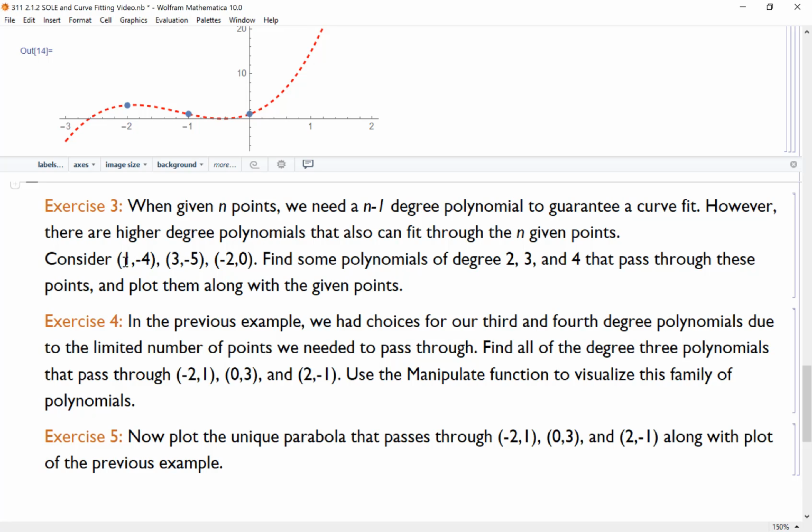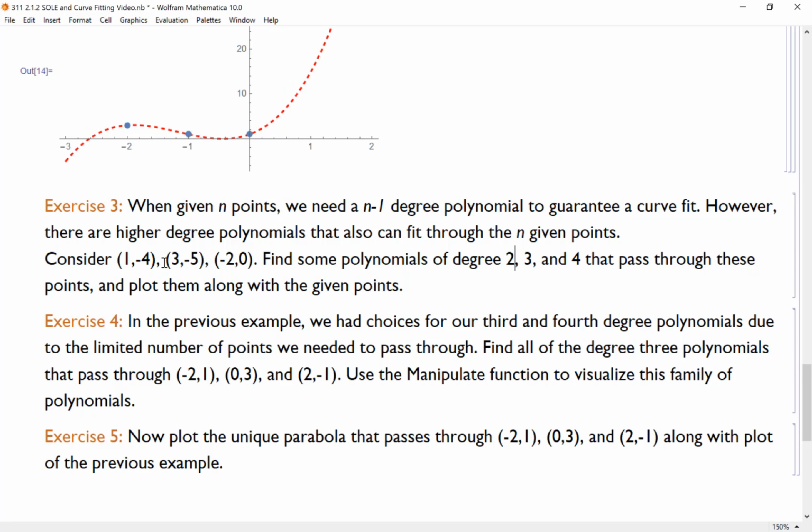So for example, this time let's consider 1, -4, 3, -5, and -2, 0. We want to find some polynomials of degree 2, 3, and 4 that pass through these points, and we're going to plot them all together. Since there are 3 points, I know that I only have one degree 2 polynomial that passes through those. But for 3 and 4, we're going to have options. All right, so let's start making our matrices.